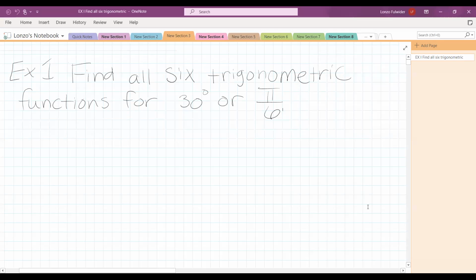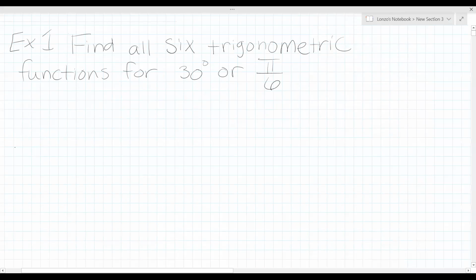Okay, so example 1 says find all 6 trigonometric functions for 30 degrees or pi over 6. So this is where you need to know where you are on the unit circle. 30 degrees is in quadrant 1, right? Here's 30 degrees, it's also pi over 6. And remember, in the unit circle, you have an x value of radical 3 over 2 and a y value of 1/2. So you already found two of them, your sine and cosine.